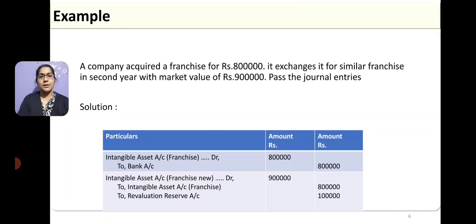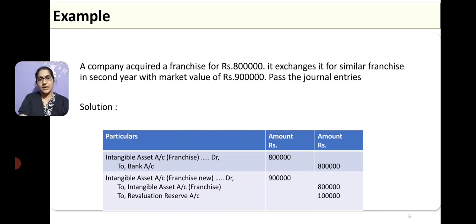See this example. A company acquired a franchise for 8 lakhs. Its exchangeable value for a similar franchise in the second year is a market value of rupees 9 lakh. Pass the journal entries. First year, we record the purchase or acquiring of the franchise. The journal entry would be intangible asset debit, so we can write in bracket franchise, to bank account, as there is an outflow of money of 8 lakhs.